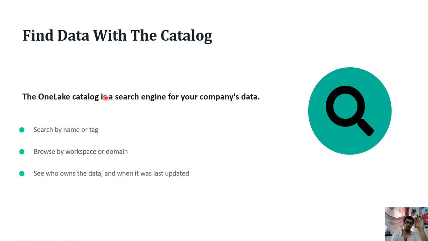Once we search for the data, we can get details or properties like the owning user, when it was last changed, and so on. So for finding good data without asking around and without much effort, the OneLake catalog helps us.